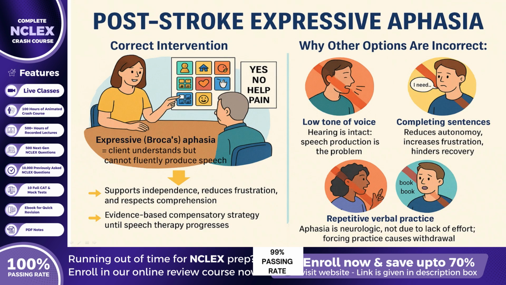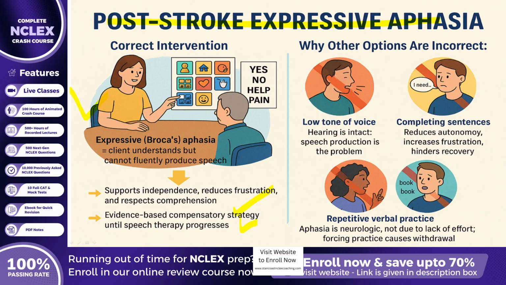This is the best intervention because expressive aphasia, also known as Broca's aphasia, occurs when a stroke damages the dominant frontal lobe, specifically Broca's area. Clients in this situation can understand what is being said, but have great difficulty producing words fluently due to impaired motor planning of speech. By introducing a communication board, picture cards, or printed key phrases, the nurse offers a functional alternative pathway for the client to express needs effectively. This intervention helps preserve independence, decreases frustration, and respects the client's intact comprehension. It also reflects evidence-based practice in stroke rehabilitation, where compensatory strategies are emphasized until formal speech therapy shows improvement.